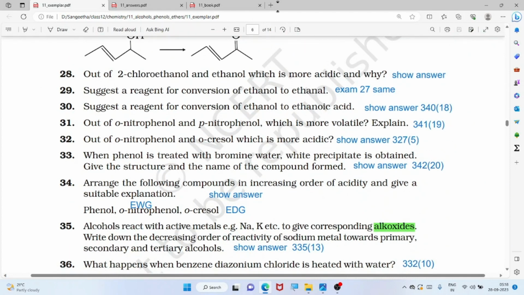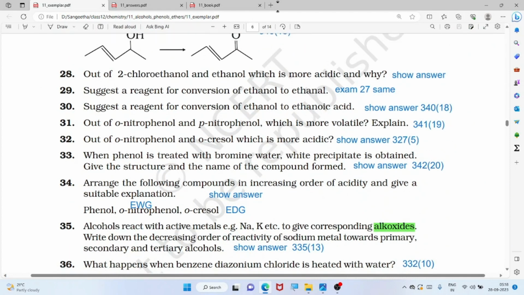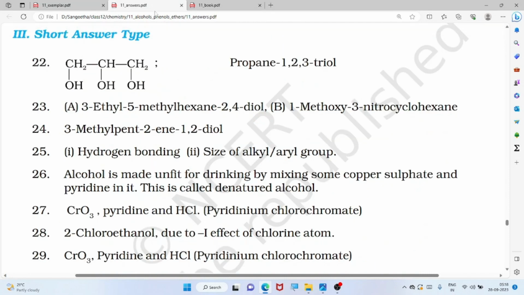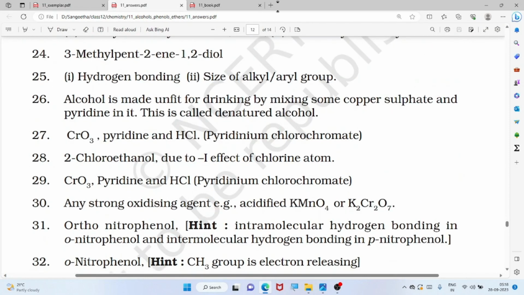Out of 2-chloroethanol and ethanol, which is more acidic and why? Because the chlorine is there in the ethanol, that is an electron withdrawing group. This will be more acidic. Because of this minus I effect. Okay, this is more acidic.